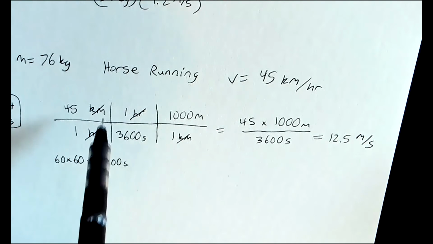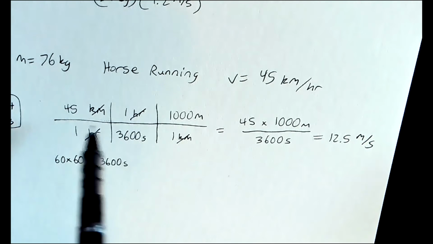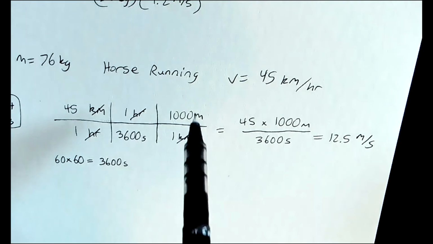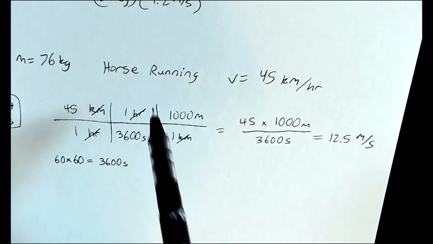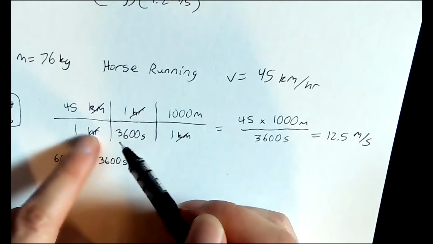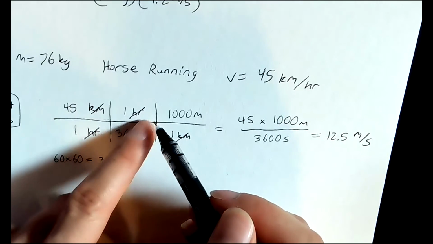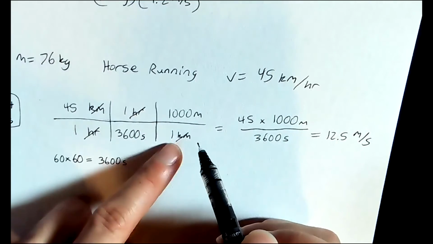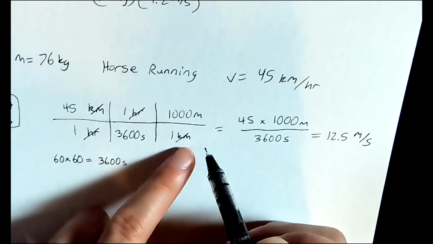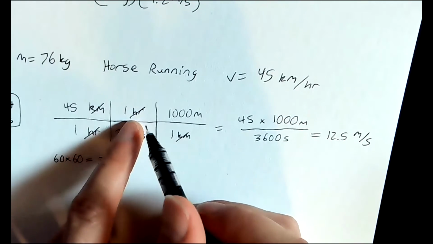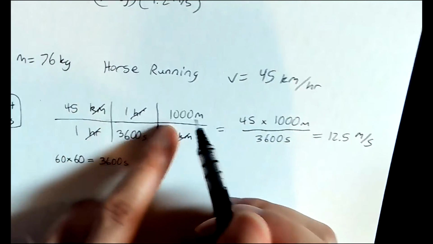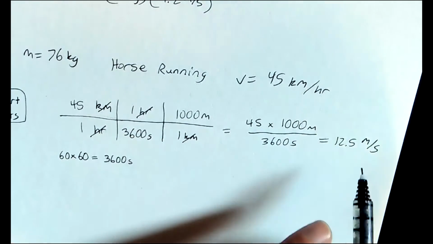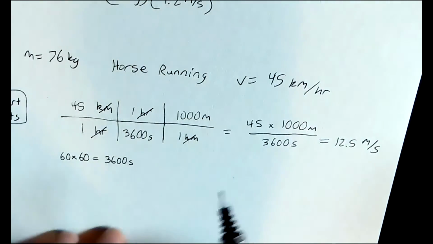I put 45 kilometers over 1 hour, and then I drew this cross section, and then put the conversion there, and then put another conversion, and then you could cross out the units that are diagonal, right? If you have something on top and you have something on the bottom as well, if you have a kilometers here and a kilometers there, you can cross those out, hour, cross those out, and that leaves you with the units you want. And then you multiply it out, and that's what you get.